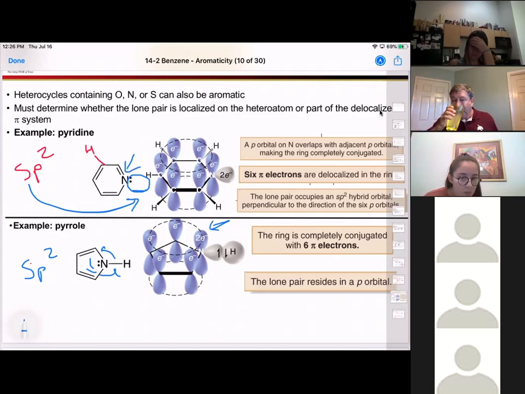Sort of. I'm still trying to synthesize the information. One of my takeaways is that if this lone pair here is located outside of the ring, does that mean that it doesn't count towards aromaticity? Would that be a good rule of thumb?